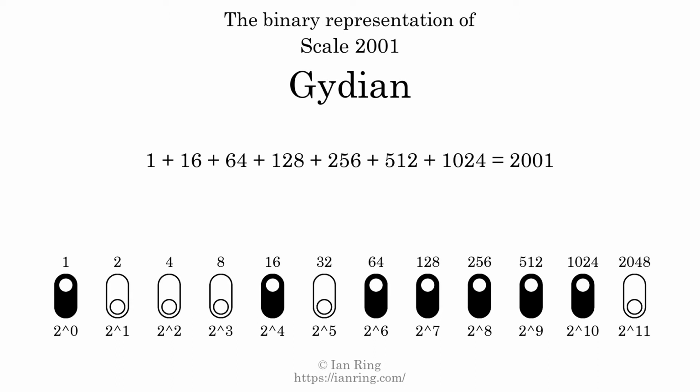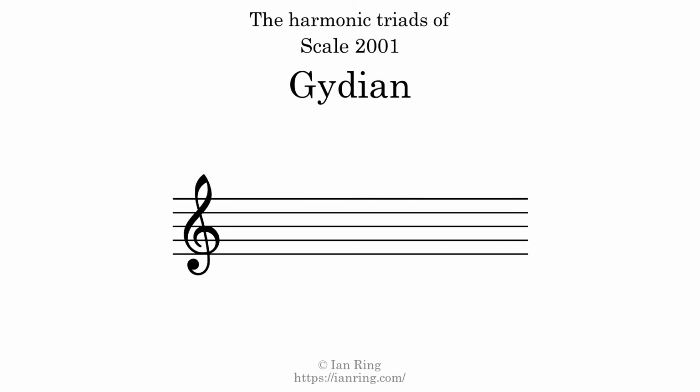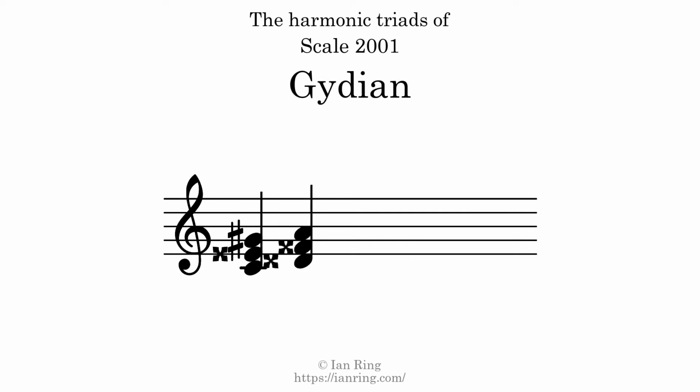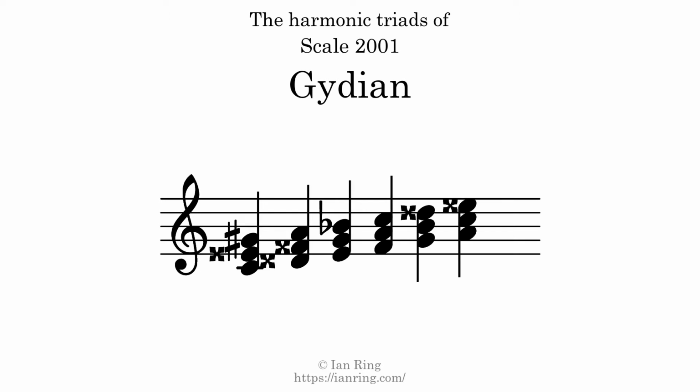The scale number not only enumerates the scale with a unique index, but it also literally describes the tonal content of the scale. Represented as a binary number in base 2, the scale number is 0111110100001. Here are the harmonic triads present in this scale. Unnamed, unnamed, unnamed, unnamed, unnamed, unnamed, unnamed.